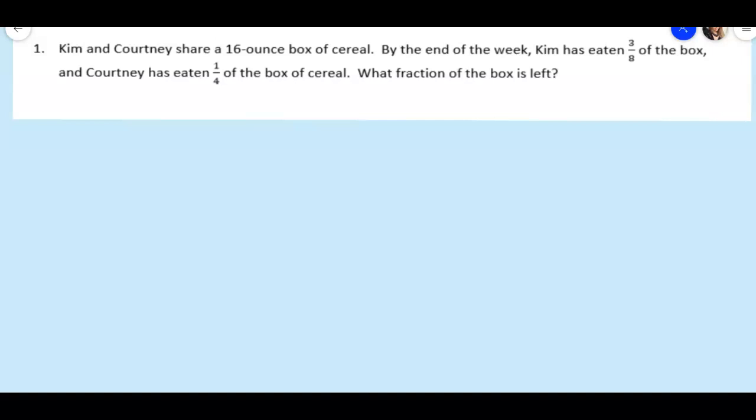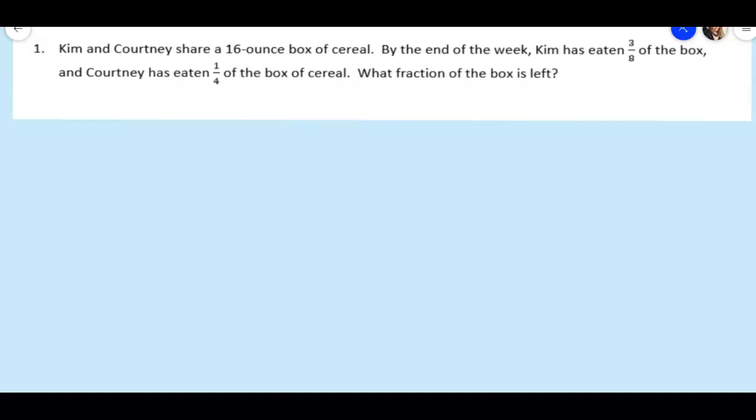Alright, for the concept development portion of this lesson, we're going to be doing the problem set, so you can print out your problem set worksheet and follow along. Number 1 says, Kim and Courtney share a 16-ounce box of cereal. By the end of the week, Kim has eaten 3/8 of the box and Courtney has eaten 1/4 of the box of cereal. What fraction of the box is left?